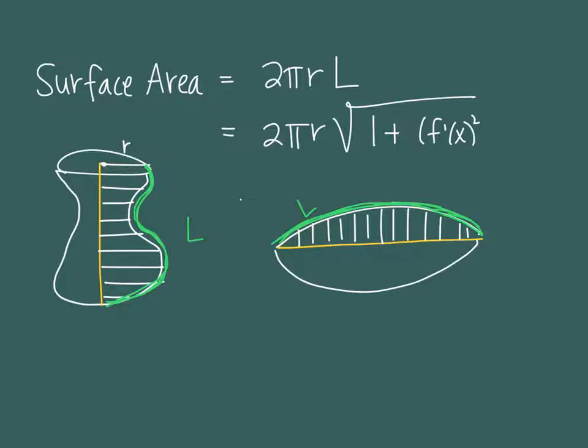Yeah, the radius is not constant. That's why the radius is not going to be a letter. It's not going to be a value. It's going to be a function.